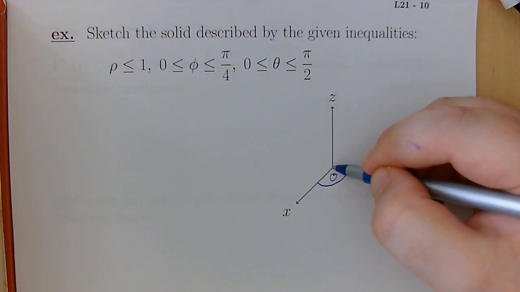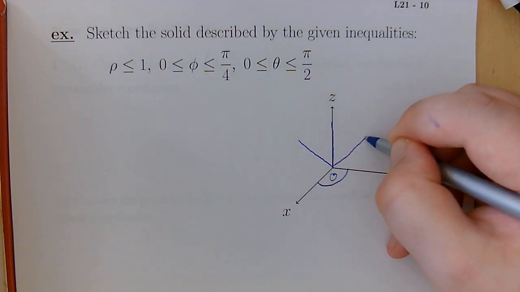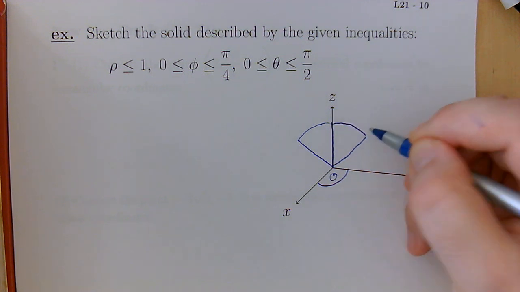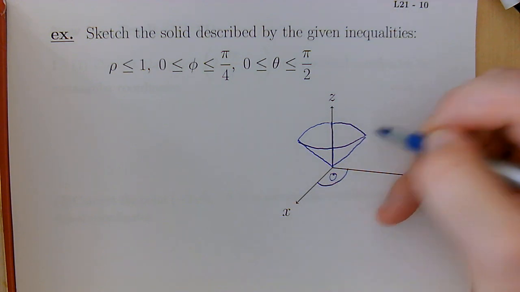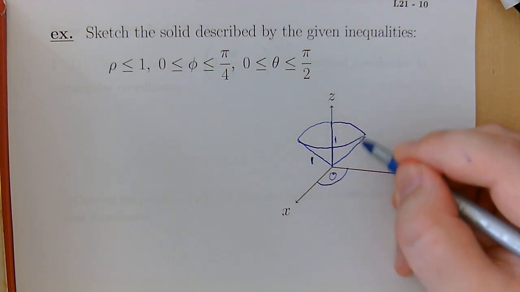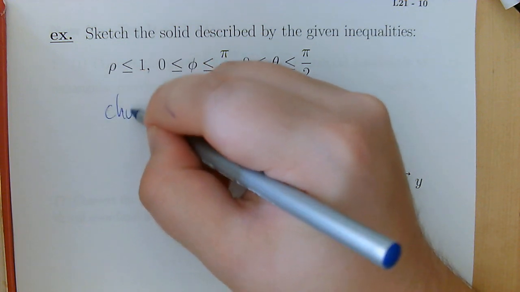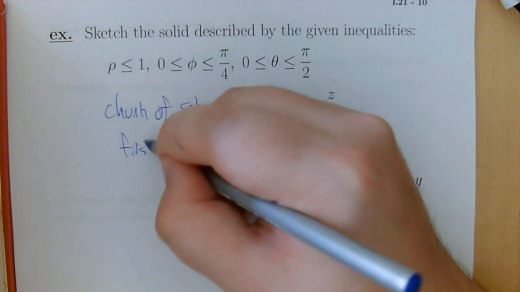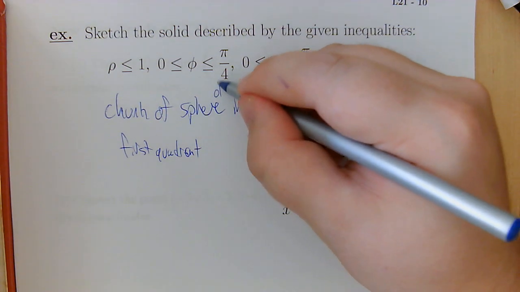And then our phi restriction, so phi is 0 is like that. Phi is pi over 4 is like this. And we can go in the y direction as well. So we can come down like that, and then down like this, and then we can rotate in the theta direction here. And then remember, our rho is less than or equal to 1. So let's say this distance here for all of these is 1. So what does this give us? This gives us a chunk of the sphere in the first quadrant. A sphere, I guess I should say, of radius 1.